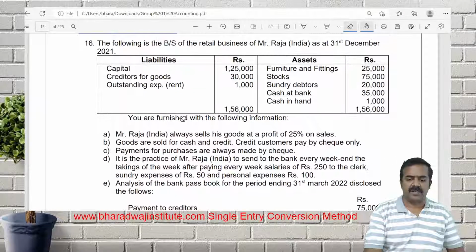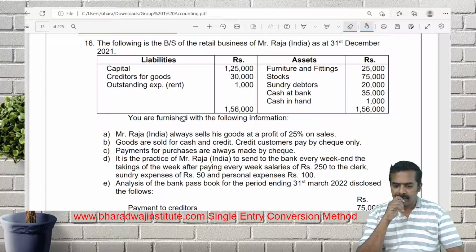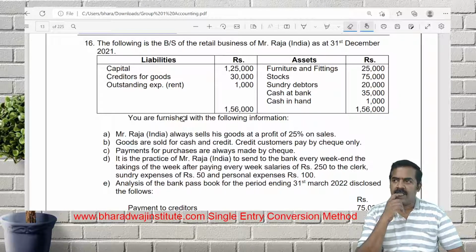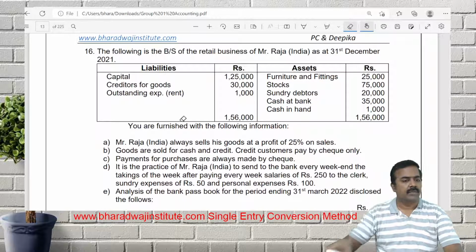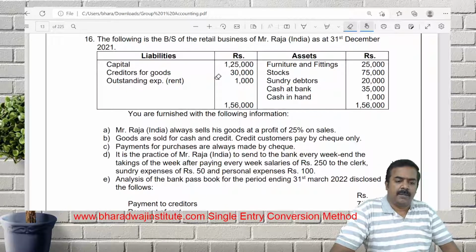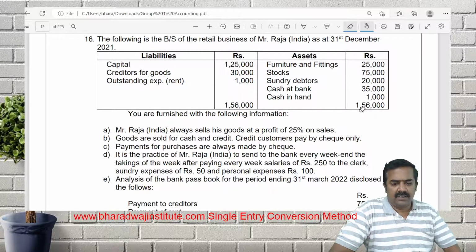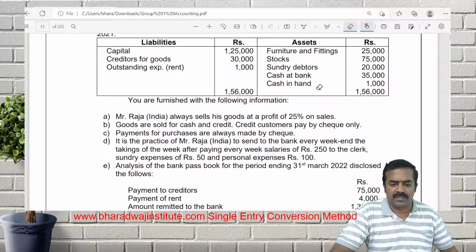Read the full question, then we will solve. So statement of affairs or balance sheet, interchange. 16th question. Capital opening balance sheet is already given to us. Capital, creditors for goods, outstanding expenses, various things are given to us on what date? 31st December. The following information is given to us.